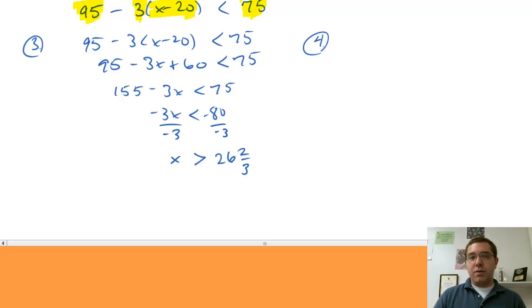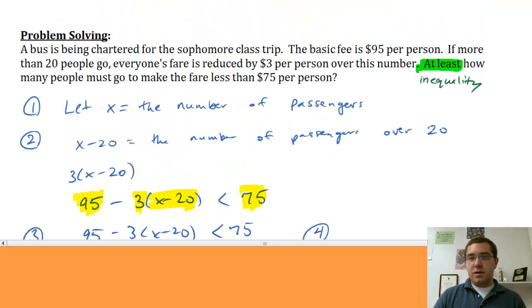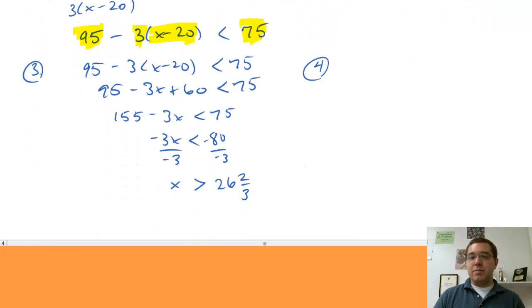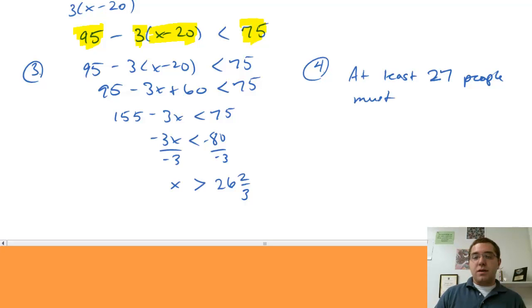So step number 4, let's make sure we answer the question. What was the question that we were asked? At least how many people must go to make the fare less than $75 per person? Well, at least 26 2/3 people, right? What's 2/3 of a person? I don't know. So we want to say that at least 27 people must go. And if so, we'll be paying less than $75 per person.